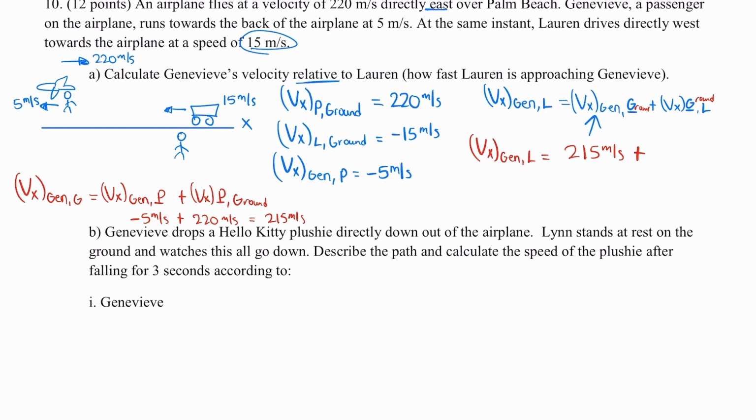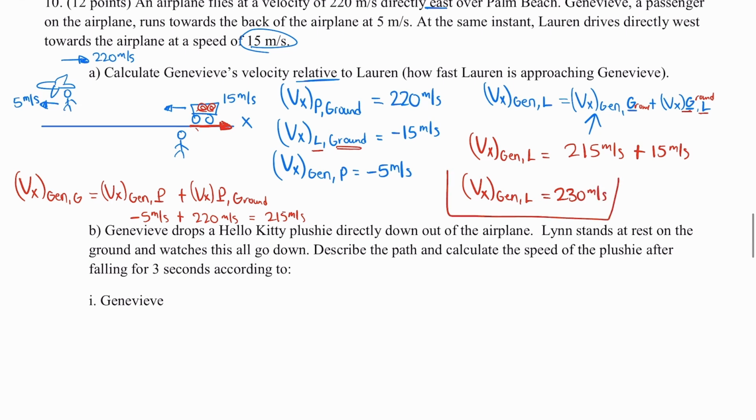So from Lauren's eyeballs in the car, how does she perceive the speed of the ground? So when she looks at the ground, it's going to look as though the ground is moving towards the right. And so it looks like when you look at the window, it looks like all the road is moving behind her. And so we also know that I have L, ground. And whenever you flip the subscripts, because here I have ground and then L, I'm just going to negate the velocity. So it's going to be a positive 15 meters per second. So to answer the question, the velocity of Genevieve with respect to Lauren is going to be equal to 230 meters per second.